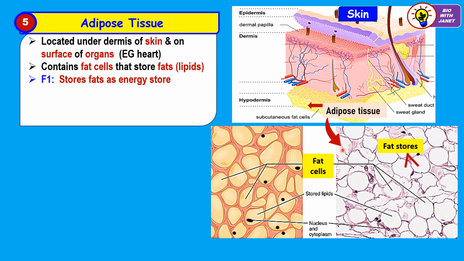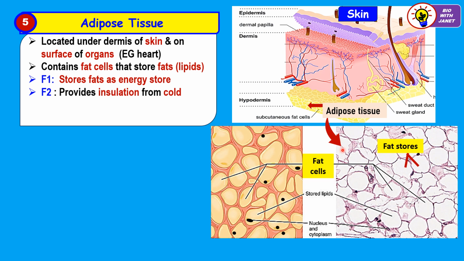Now, what is the function of adipose tissue? It stores fats as an energy store. That means it can be used in case a person does not get enough energy or does not eat enough carbohydrates. Then the fat stores can be used to produce energy through respiration, to break down the fat.